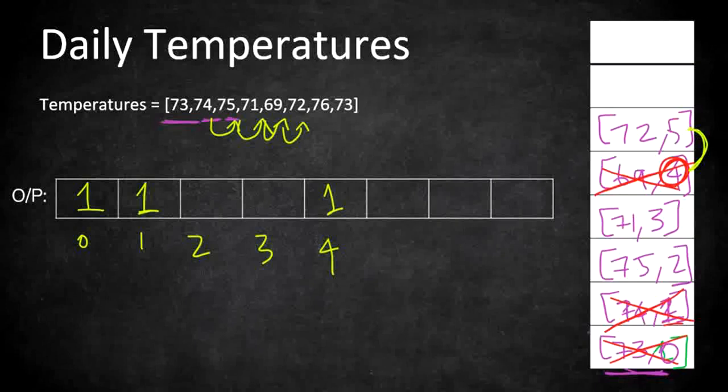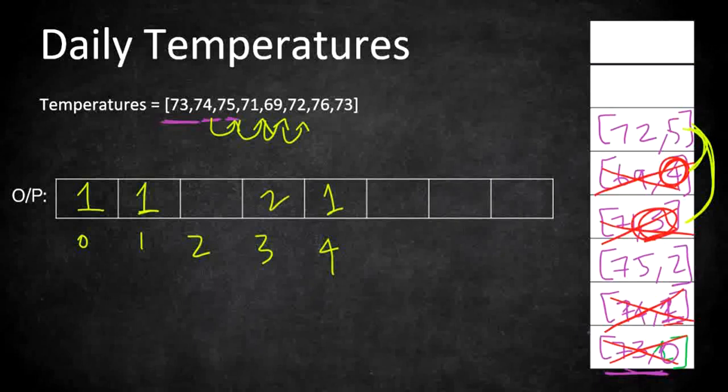So if you observe what is there before 72 was 71. 71 is also less than 72, which means we found another warmer day than 71 at index 3. So we are going to pop this value and update the value at index 3. So now our index 3 is going to be updated with 5 minus 3. So 5 minus 3 is 2. So our index 3 is going to be updated with 2.